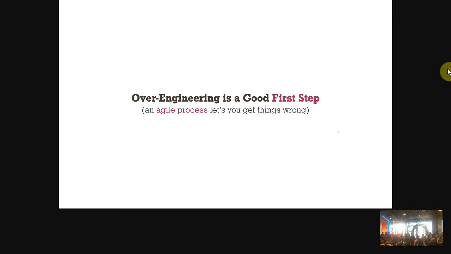And over-engineering, that wasn't a problem. That was over-engineered the first time. That's a good first step. That's where we start. And an agile process, which is popular these days, that lets us get things wrong. That's the point. When we have to refactor our code, it's not because there was a problem. It's because that's actually how we work. It's useful to do things wrong and then fix them, as long as that cycle is happening.